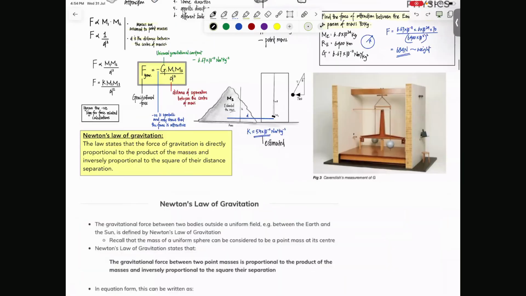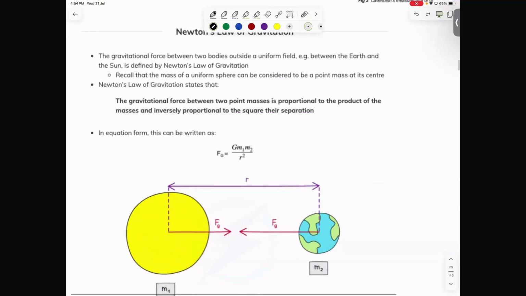This is called Newton's law of gravitation. So I'll just quickly go through this. A gravitational force between two bodies, such as between Earth and the Sun, is defined as Newton's law of gravitation. Recall that the mass of a uniform sphere can be considered to be a point mass at the center.